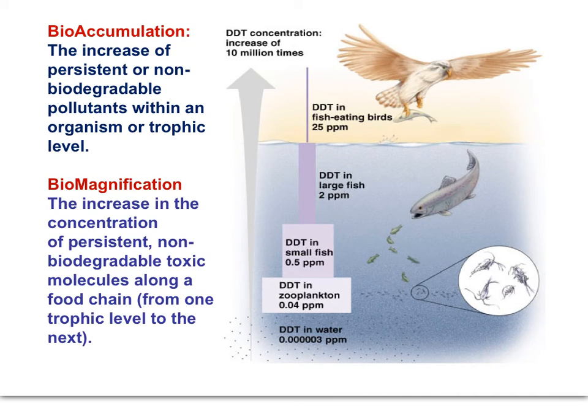Toxins or pollutants that are not biodegradable, not broken down by the metabolism of organisms, can accumulate in the bodies of individual organisms at particular trophic levels, seen here. Then, as one trophic level feeds on another, the toxins magnify in concentration. They increase in concentration through the food chain because fish eat many zooplankton and predatory birds eat many fish.